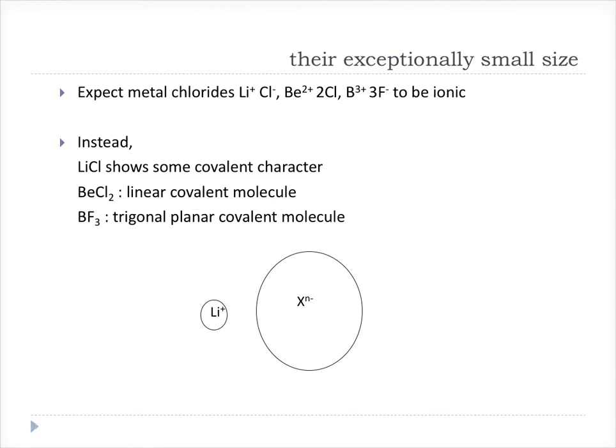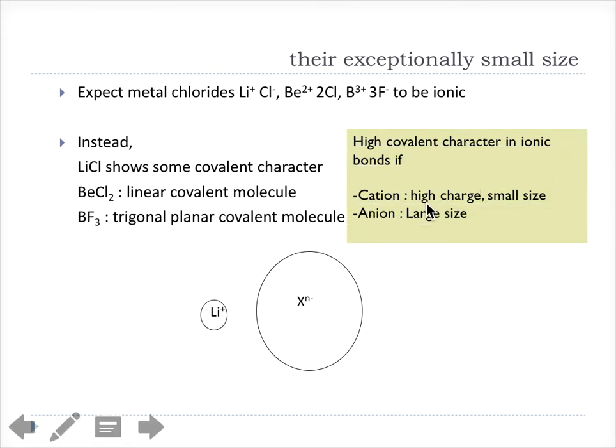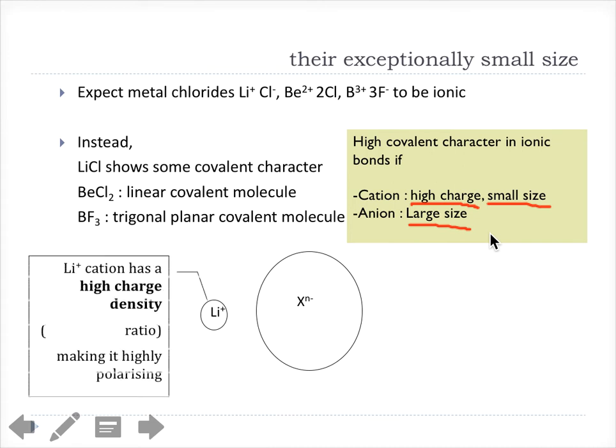Now, generally, compounds will have high covalent character in their ionic bonds if the cation has a very high charge and a small size, and if the anion has a large size. So why is this important? Let's take a look. For example, in the case of lithium chloride, the lithium cation actually has a very high charge density. What does charge density mean? The charge over size ratio.